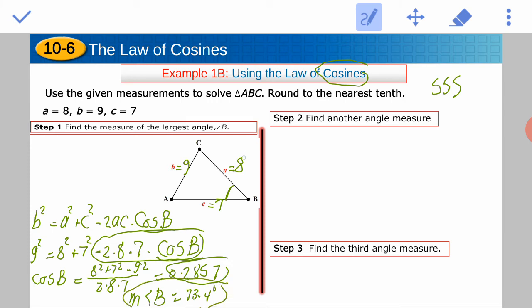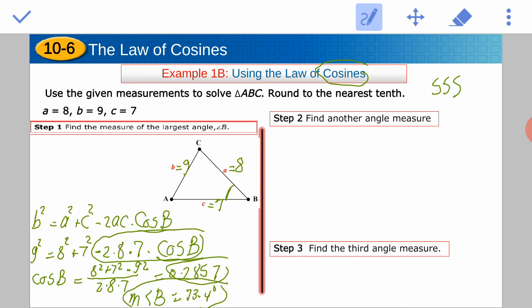So currently guys, we know the three sides and we know one angle. Is it possible to use the law of cosines one more time to find another angle? Oh, absolutely yes. Or you can turn and use the law of sines, because now we have a key ratio. We know the measure of angle B. This angle now is 73.4, and the opposite side is given, it's 9. So we can use either the law of sines or the law of cosines.